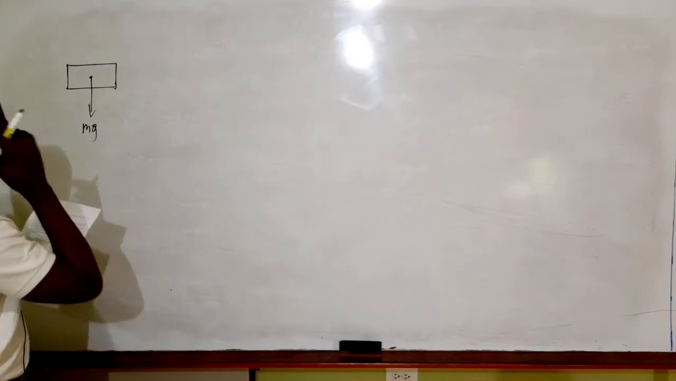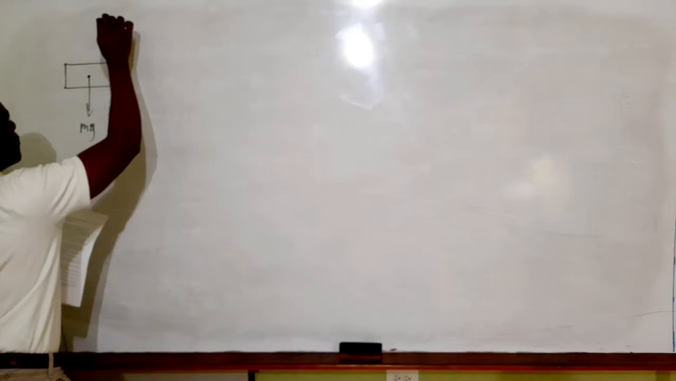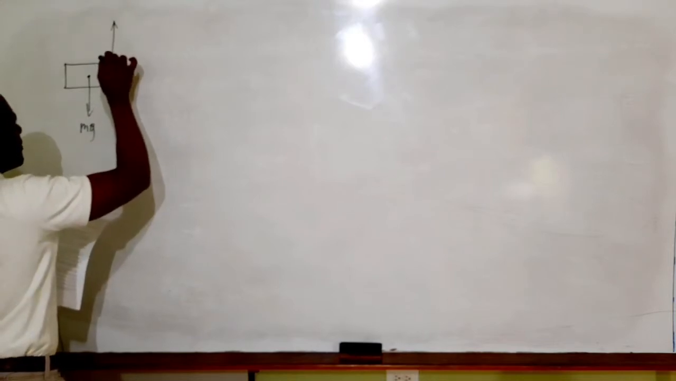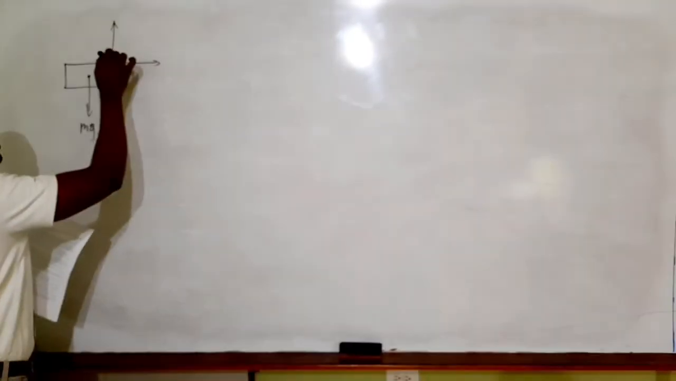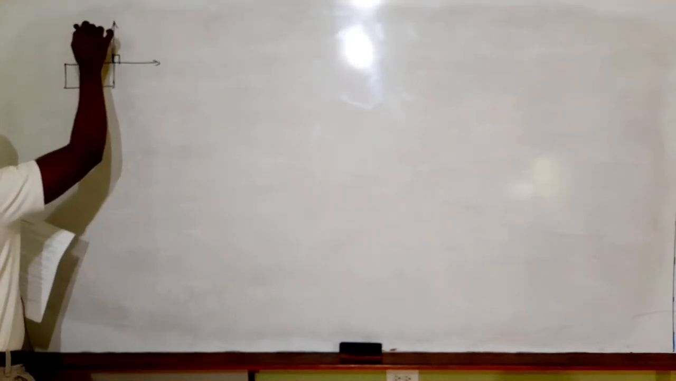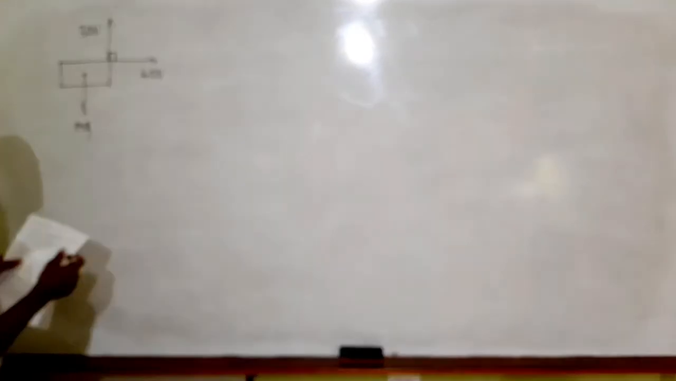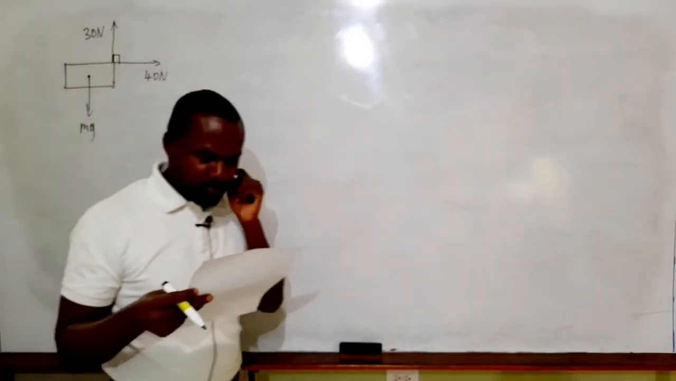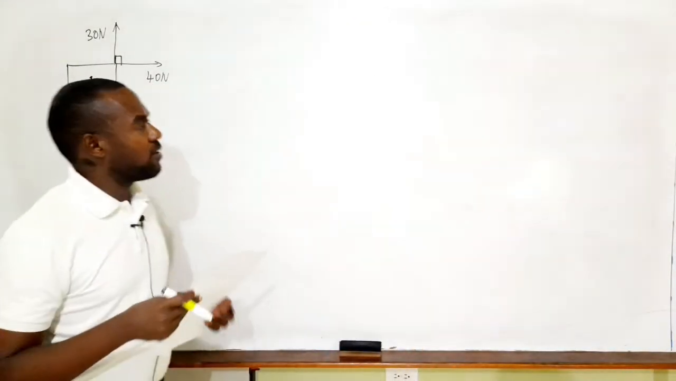So we have two forces acting on the body, which are basically perpendicular. We're going to let one force act vertically upwards and the other act horizontally, and these two forces are acting at right angles. So let this be the 30 Newton force and this be the 40 Newton force. What we're required to do is to find the magnitude and direction of the acceleration on the body.